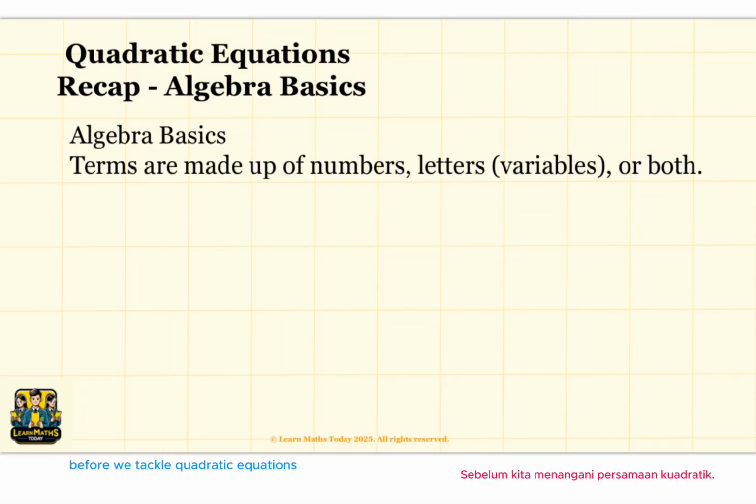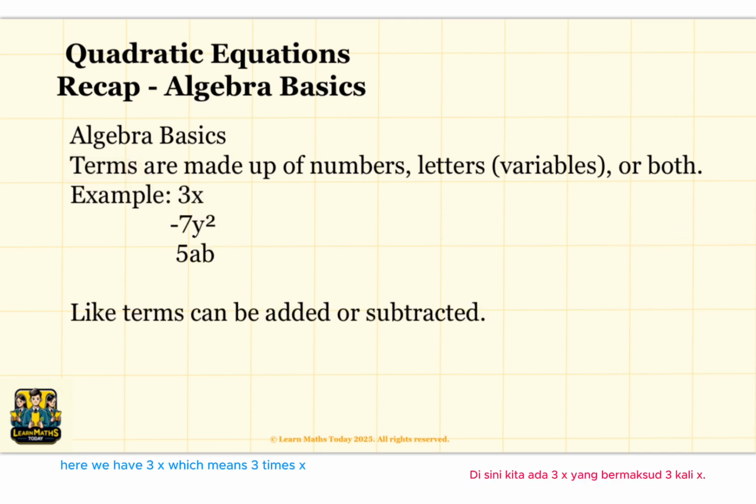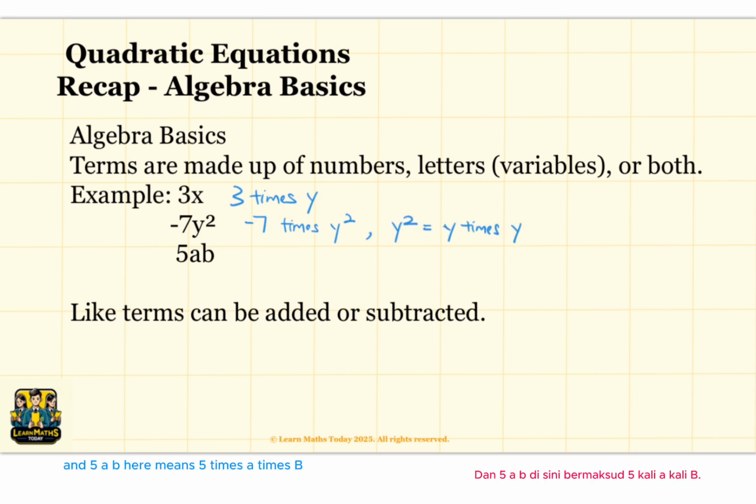Before we tackle quadratic equations, let's quickly review the basics of algebra. Algebra is like learning a new language with simple basic blocks. We have terms that are made up of numbers, letters, or both. Here we have 3x, which means 3 times x. And then we have negative 7y squared, which means negative 7 times y squared. And 5ab here means 5 times a times b. The letters are variable because their values can change.